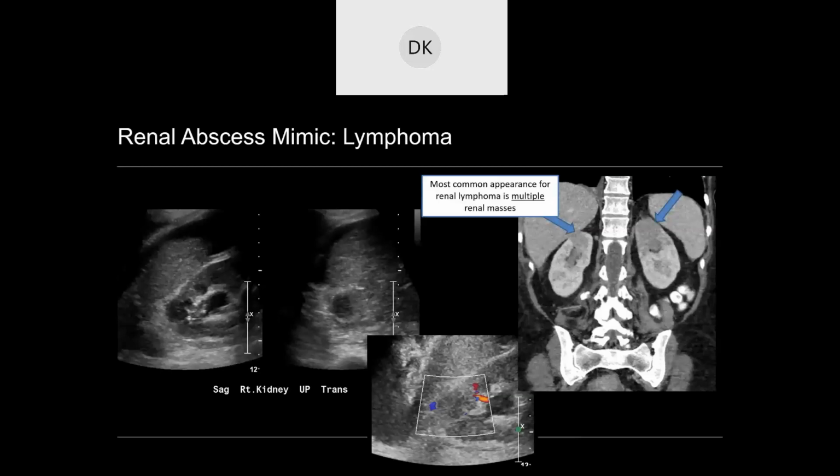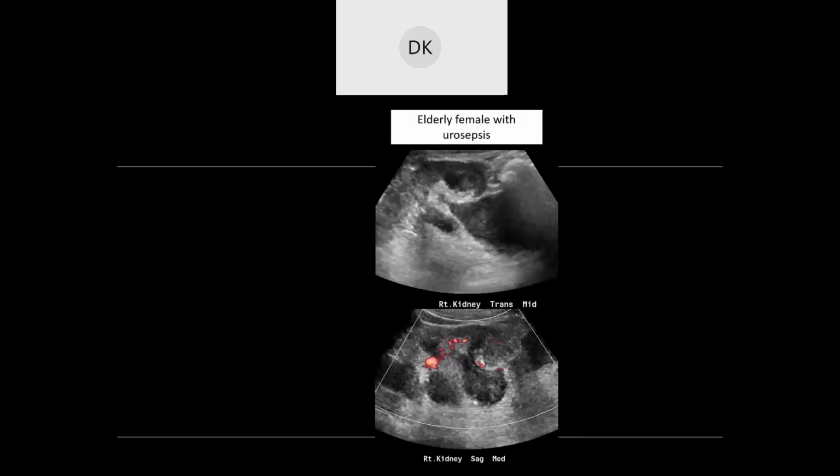But the good news is the most common appearance for renal lymphoma is multiple masses. So this is the same patient, and you can see on the contralateral kidney, we do have renal lymphoma there as well. So if you see multiple lesions, the larger one should show flow. And this is the same for lymphoma elsewhere. I've seen hepatic lymphoma also mimic abscess. All right, so let's look at a different complication.